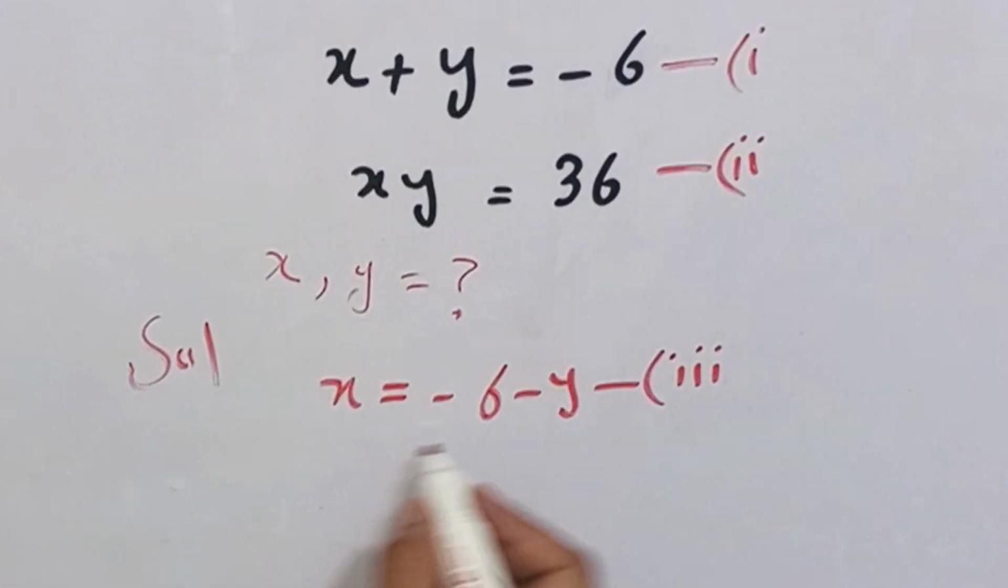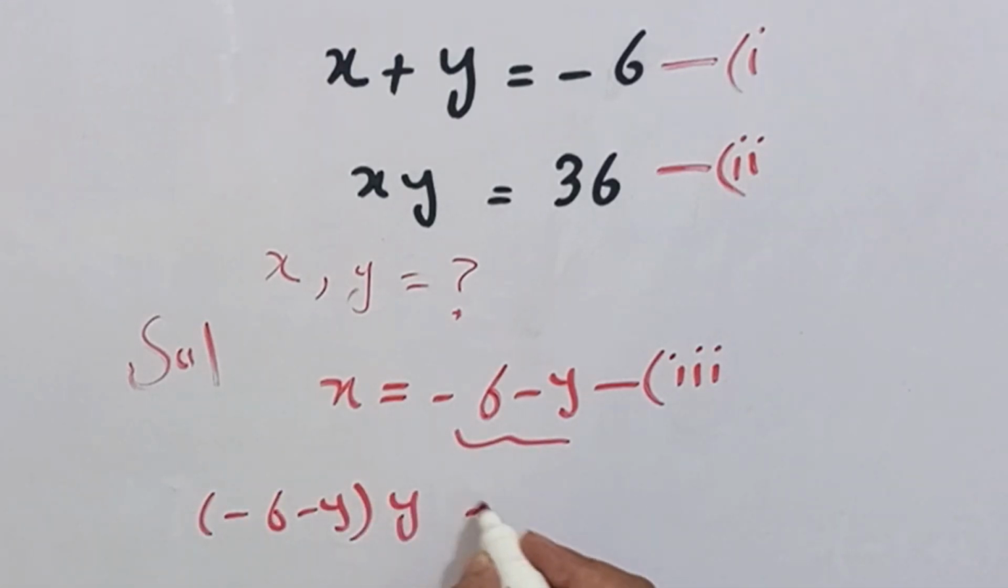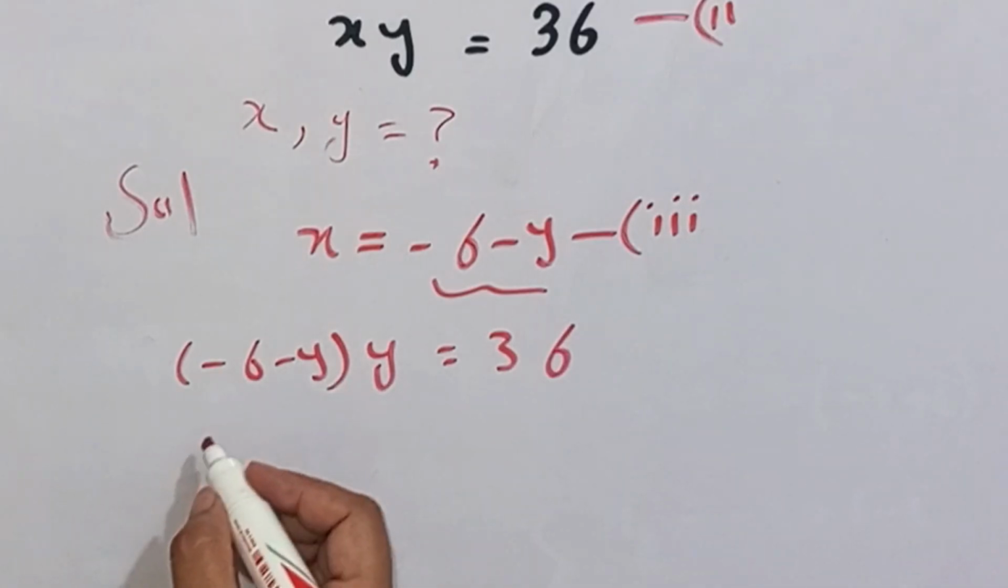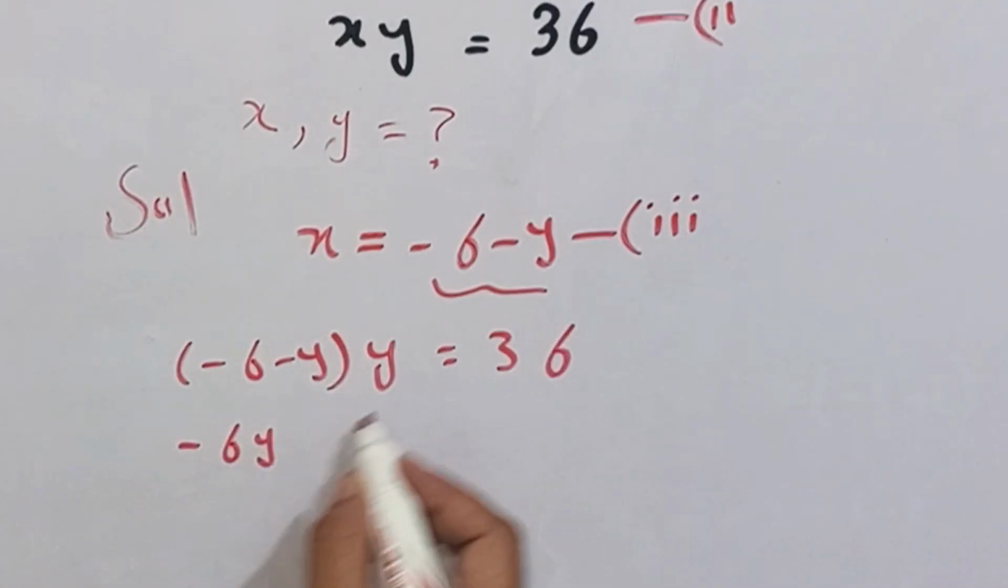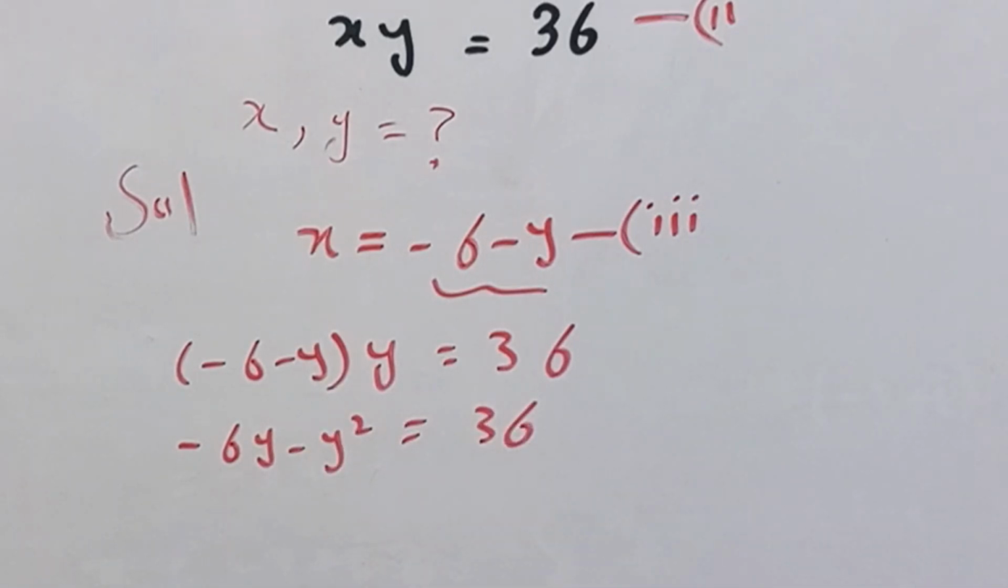In the next step, we put this third equation into the second equation. So this is x, and we replace x by negative 6 minus y, and next is y, which is equal to 36. Now multiply these two values, and we get negative 6y minus y square equal to 36.